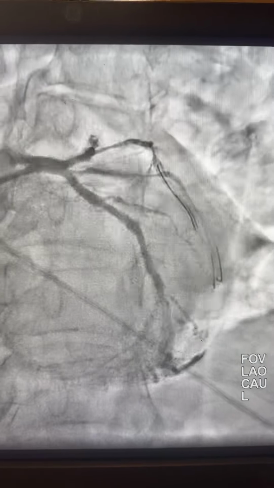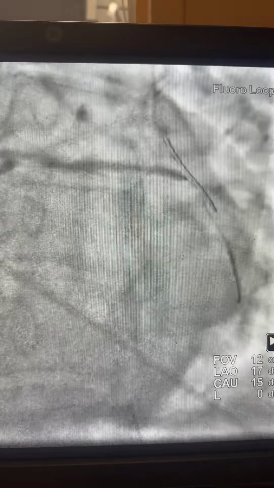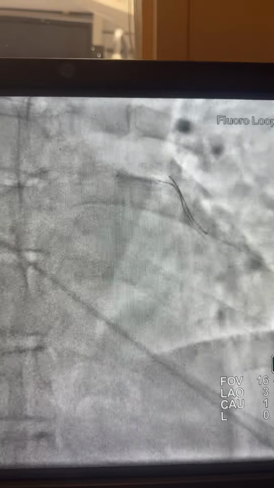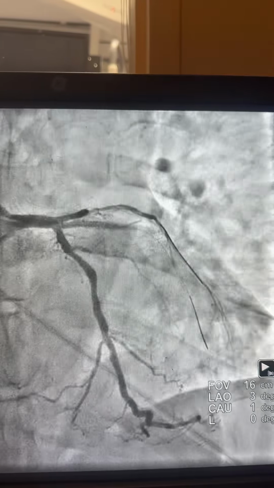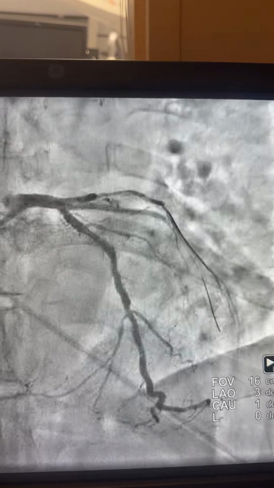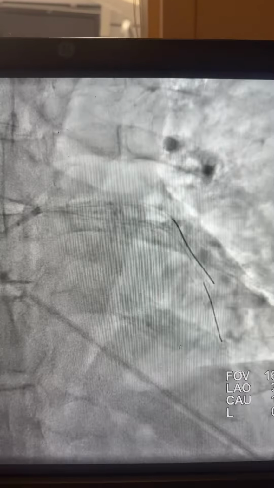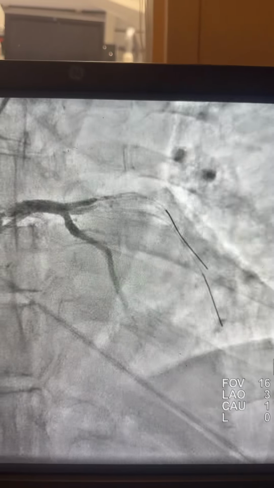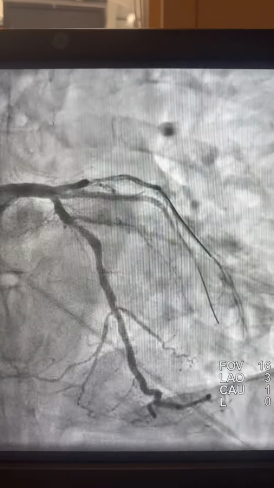So here after the inflation, and here is the stent, 25/34, and here the flow is still sluggish, so I post dilated using an NC balloon at high pressure. You still have nice flow, but still sluggish because I think this still has small vessel disease, so I have to give him Aggrastat here. Now we're going to move toward the diagonal.